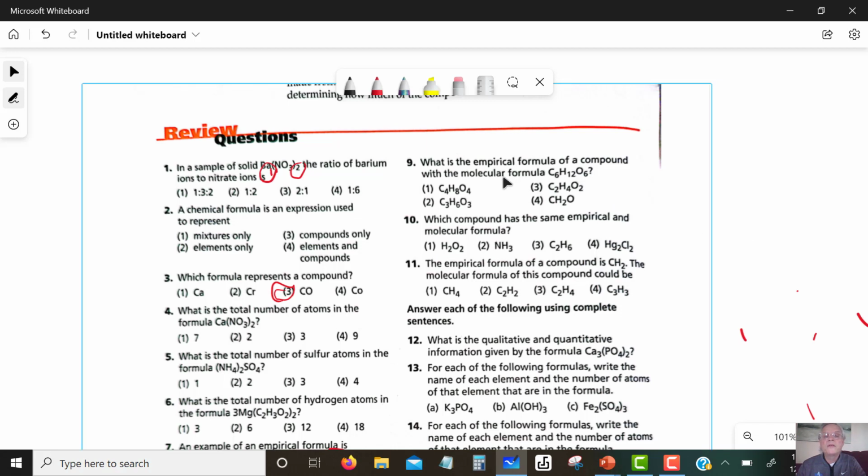Number 9, what is the empirical formula of a compound with the molecular formula C6H12O6? Well, if we look at these subscripts, they're all divisible by 6. So this can be reduced. If I divide 6 by 6, I get a 1. If I divide 12 by 6, I get a 2. If I divide 6 by 6, I get a 1. So the empirical formula of this would be right here.